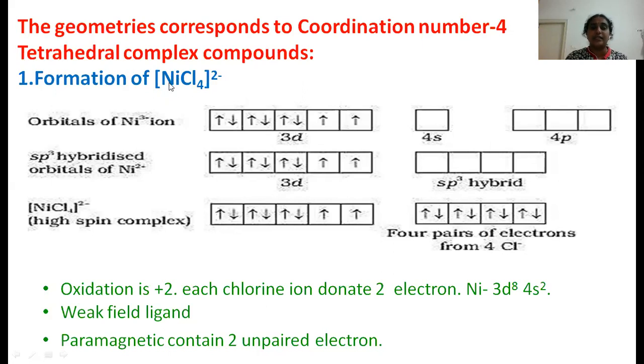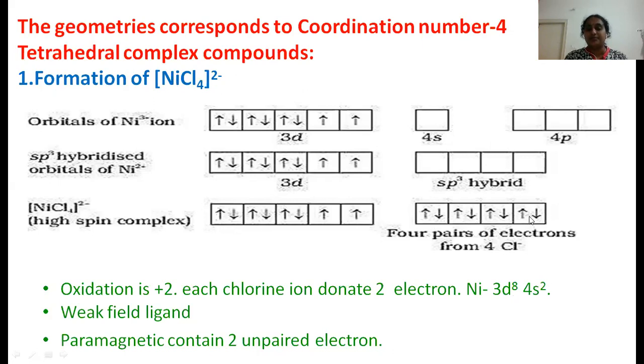First we have to take the nickel electronic configuration, that is 3d8 4s2. In this complex, nickel is existing as plus 2, so we have to remove the 2 electrons here. Finally, it will get 3d8, and this 3d8 is nothing but the nickel plus 2 electronic configuration. And chlorides are weak ligands. So in the presence of weak ligands, no electron pairing takes place, which involves sp3 hybridization. In these vacant orbitals, each ligand donates one pair of electrons and makes the bond between chlorines and nickel.